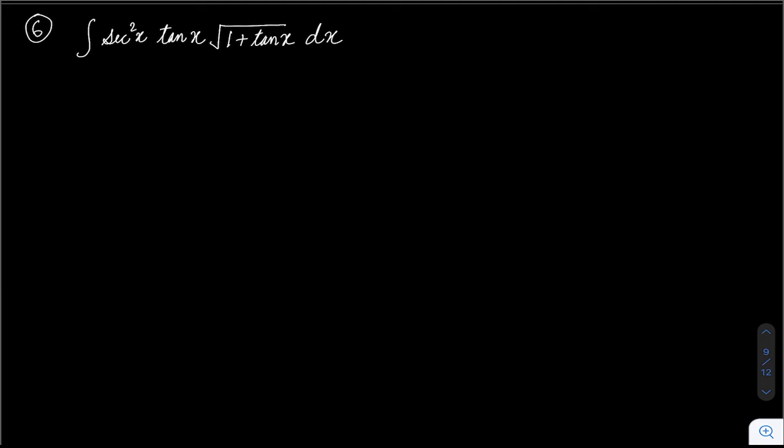So we have integration of secant square x into tan x into square root of 1 plus tan x. Now when I first look at this question, it looks very complex. Okay, let's try to break this and see how we can solve this. First thing that I observe is there are a lot of tan x functions and there is secant square x. So one thing is clear.